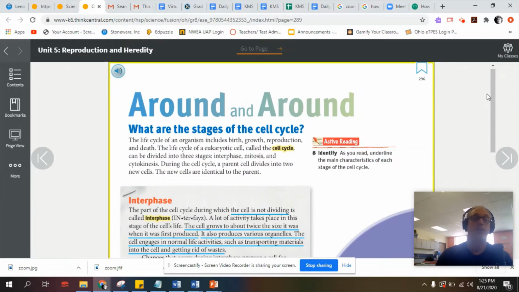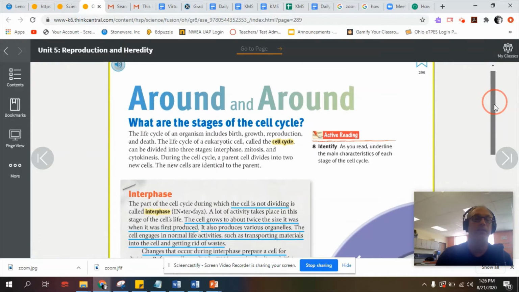So, what are the stages of the cell cycle? The life cycle of an organism includes birth, growth, reproduction, and death. The life cycle of a eukaryotic cell is called the cell cycle. It can be divided into three stages: interphase, mitosis, and cytokinesis. During the cell cycle, a parent cell divides into two new cells. The new cells are identical to the parent.